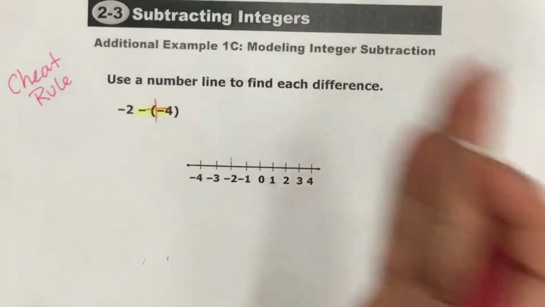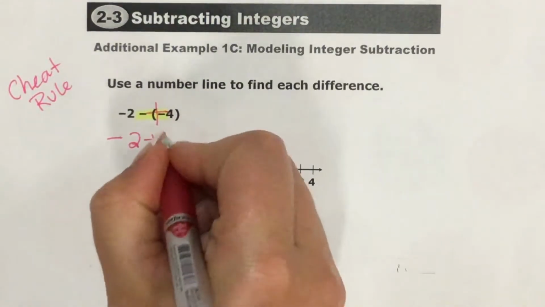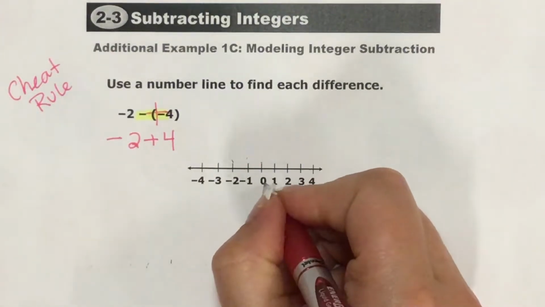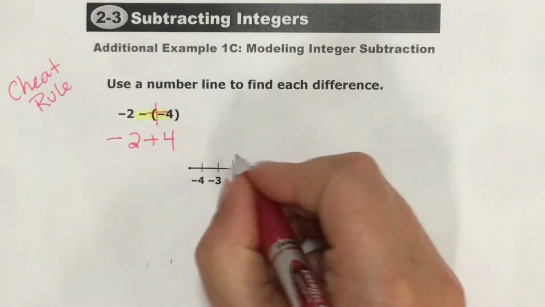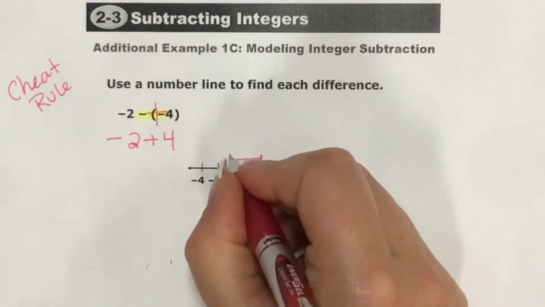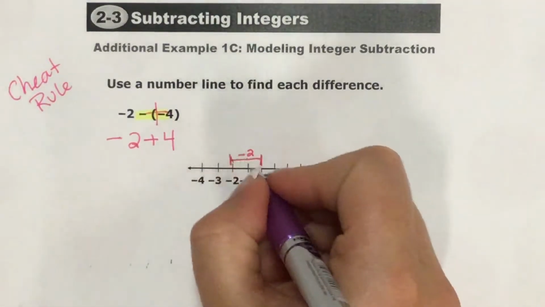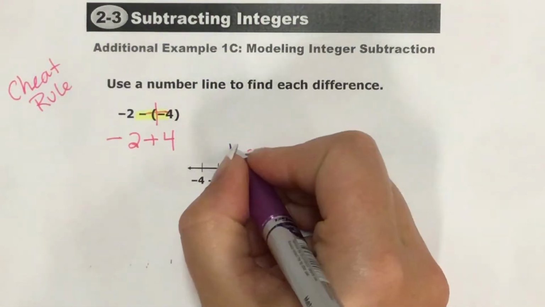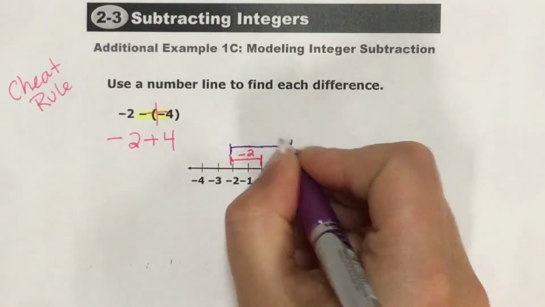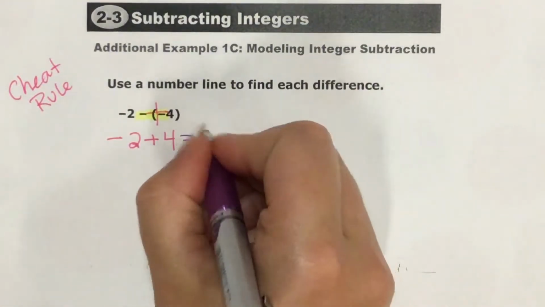Boom. So what we really have is -2 plus 4. So let's go ahead and model that. -2 is right here. So we start at 0, we got to go in the negative direction. So here's 0, -2 would be there. That's -2. And then we have a +4. So we're going to start from here. We go +1, 2, 3, 4. And so that's the +4, which ends up being 2.